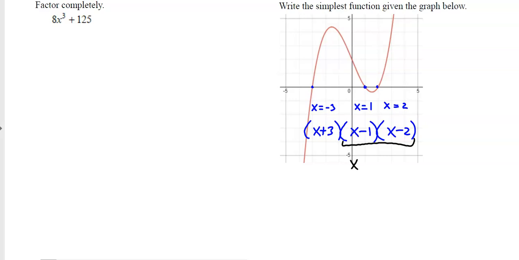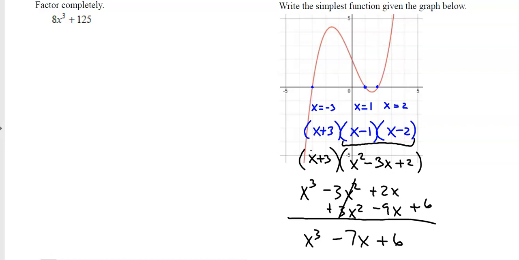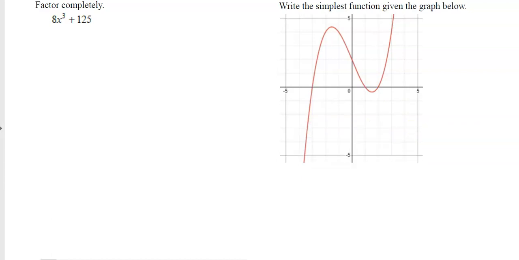You can do it in any order you want, but this is x squared minus 3x plus 2 all times x plus 3. And now if you want to distribute, doing this x times everybody, I'll get x cubed minus 3x squared plus 2x. And then I'm going to get positive 3x squared, negative 9x, positive 6. Cleaning everything up, x cubed, they cancel, negative 7x, positive 6. So this is the simplest function that will give you those zeros. Now I could multiply it by 2 or by 3, and it'll have the same zeros. It'll just change the curve a little bit.